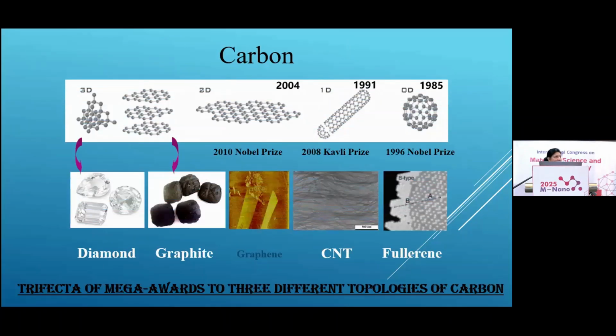Now, carbon has always been a very interesting research object. And surprisingly, you can see that it has earned a trifecta of mega awards: the Nobel Prize in 1996 for the discovery of fullerene, then the Nobel Prize for the discovery of graphene, and the Kavli Prize for the discovery of carbon nanotubes. And because of its property of catenation, as you all know, it has such a vast spectrum of allotropes associated with it.